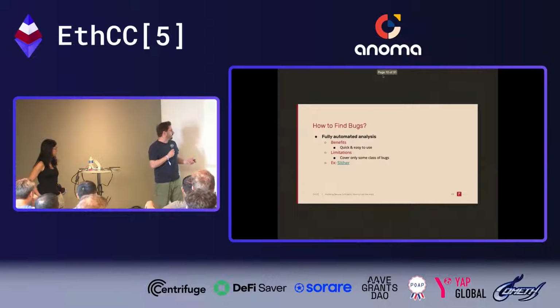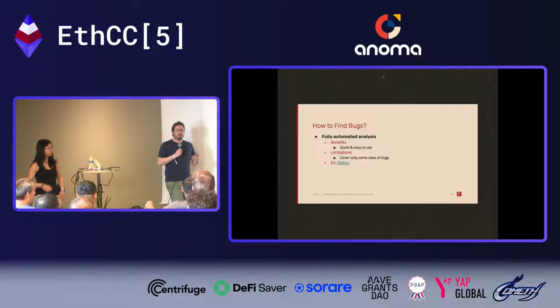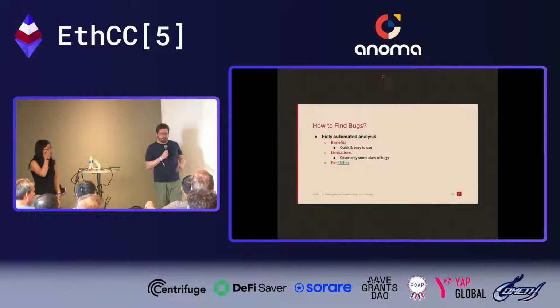The next technique that you can use to catch some of the bugs is fully automated analysis. Here you have a tool, you run the tool on your program, and you see if there is a bug. For example, there is Slither, and it is going to catch the most common types of issues, like reentrancy and things like that.